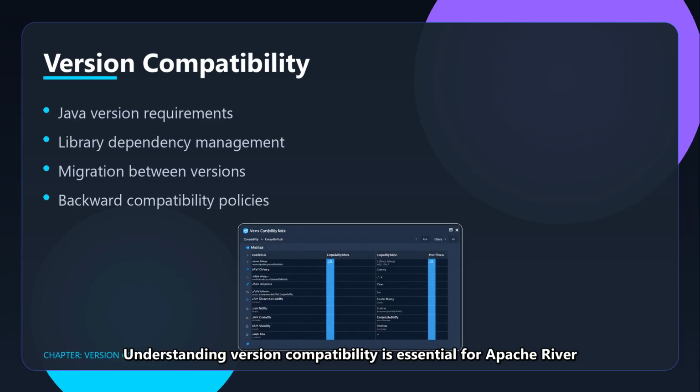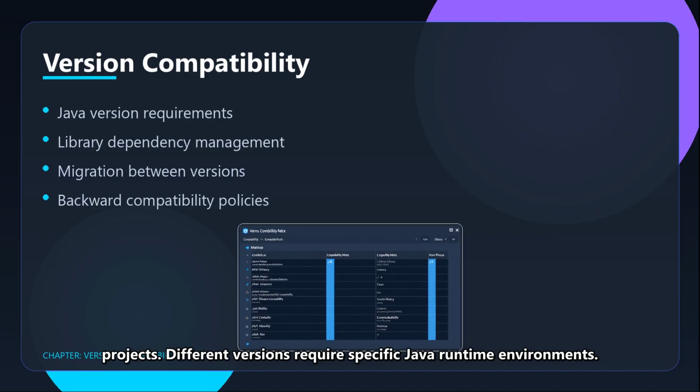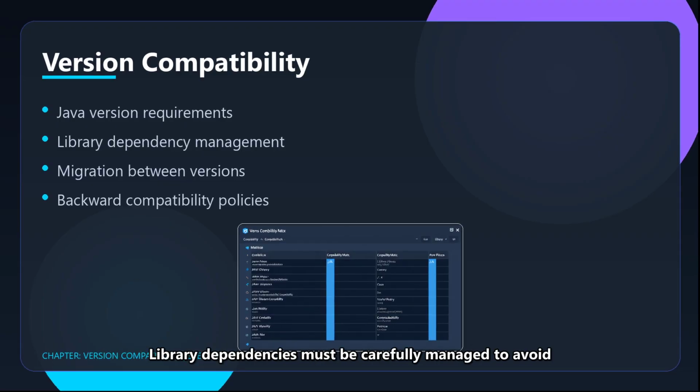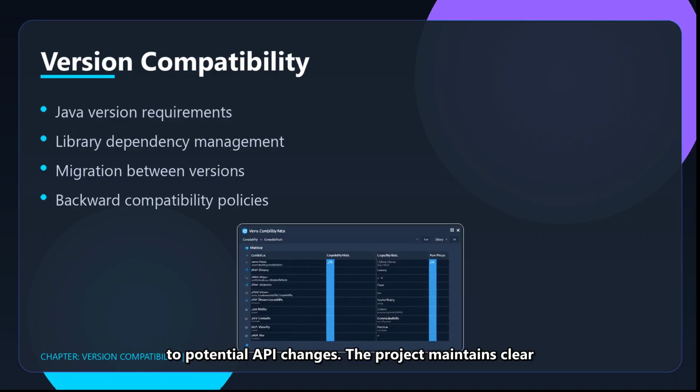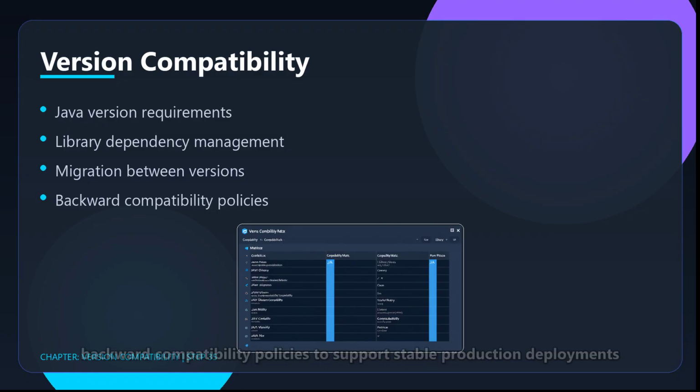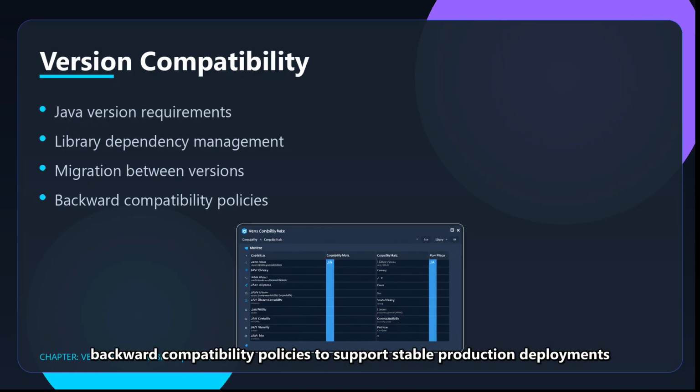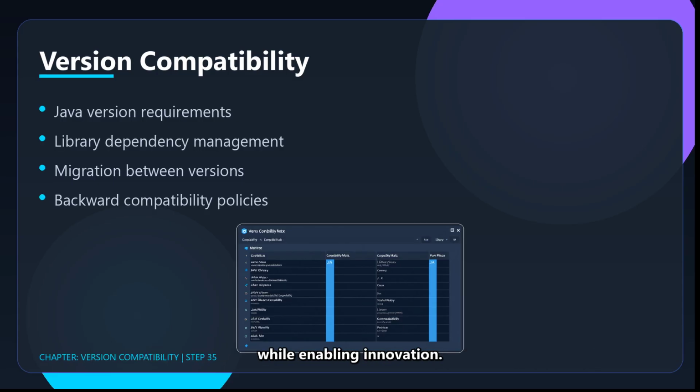Understanding version compatibility is essential for Apache River projects. Different versions require specific Java runtime environments. Library dependencies must be carefully managed to avoid conflicts. Migration between major versions requires planning due to potential API changes. The project maintains clear backward compatibility policies to support stable production deployments while enabling innovation.